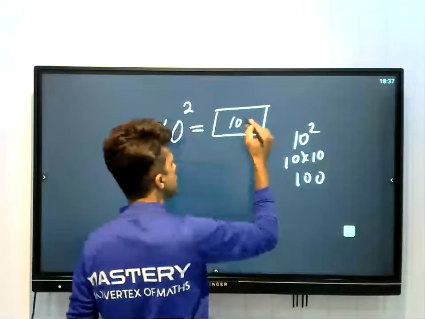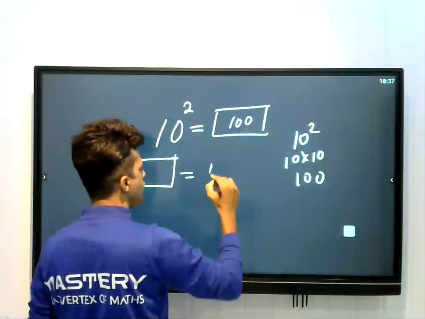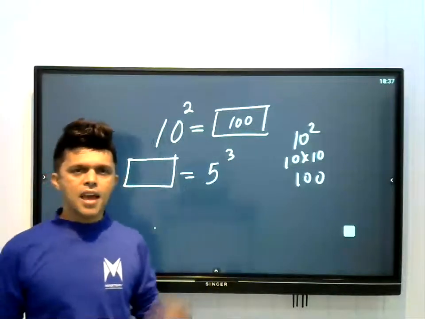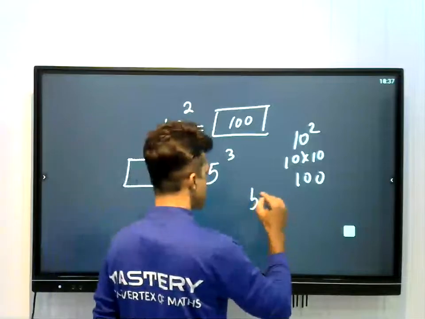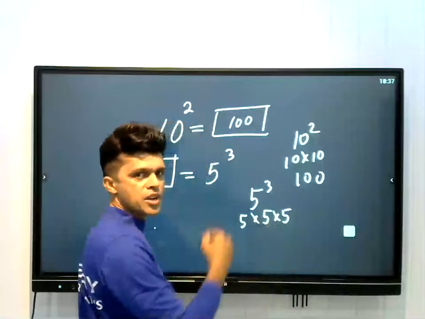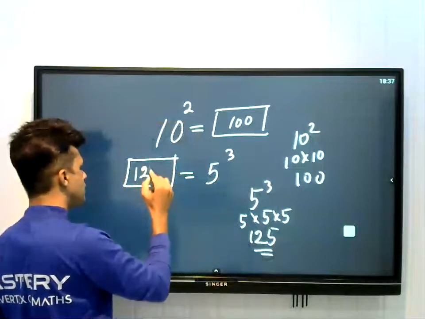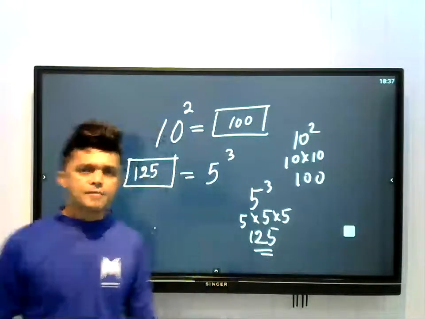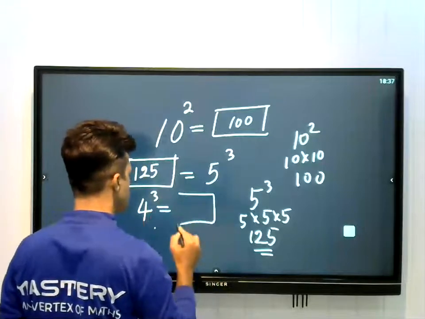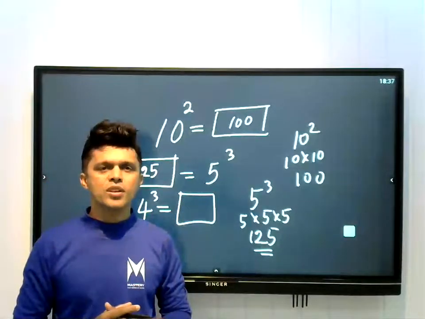100, right? In this type, you could get a blank, 5 to the power 3. What's the value that we need to write in the blank here? 5 to the power 3 means 5 into 5 into 5. 5 times 5 is 25, 25 times 5 is 125. So the answer is 125. What should be the value of this one? 4 to the power 3 means 4 times 4 times 4. 4 times 4 is 16, 16 times 4 is 64.